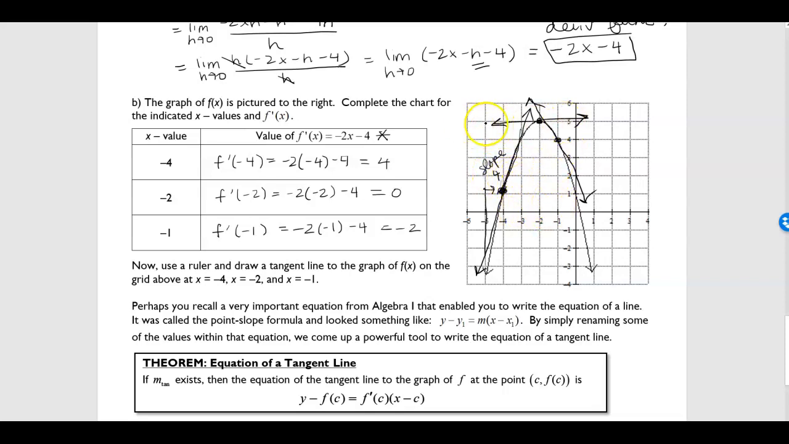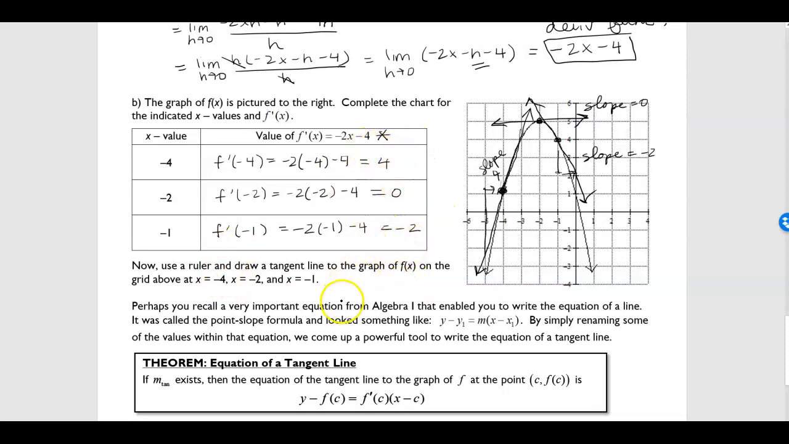At negative 2, I can see that I have a horizontal tangent line. That's a slope of 0. And at x equals negative 1, I can see that my slope is negative 2. I can go down 2 over 1. And so that is where these values are coming from.